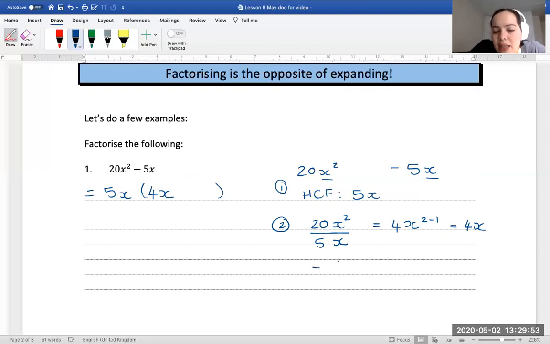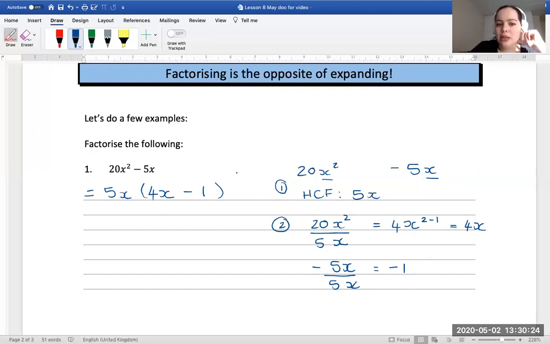Okay, now we've got minus 5x divided by 5x. Okay, first thing I'm going to say to myself is a negative divided by a positive, I hope you remember, is a negative. 5 divided by 5 is 1. x divided by x is also 1. Anything divided by itself is 1. So then we've got a minus 1. Okay, now that's factorized. That's it. We've got something times something, and that's it.